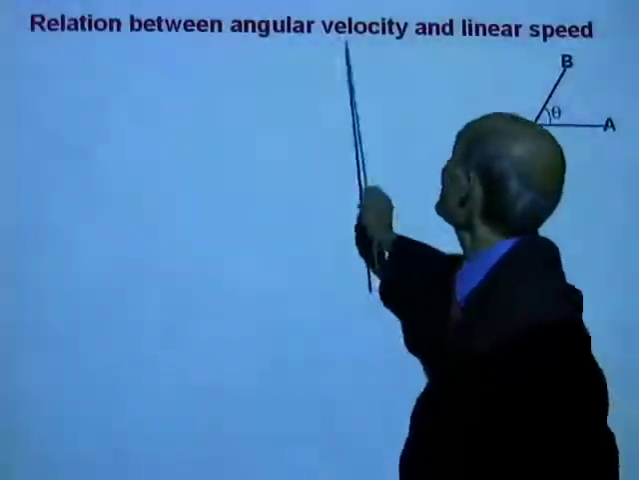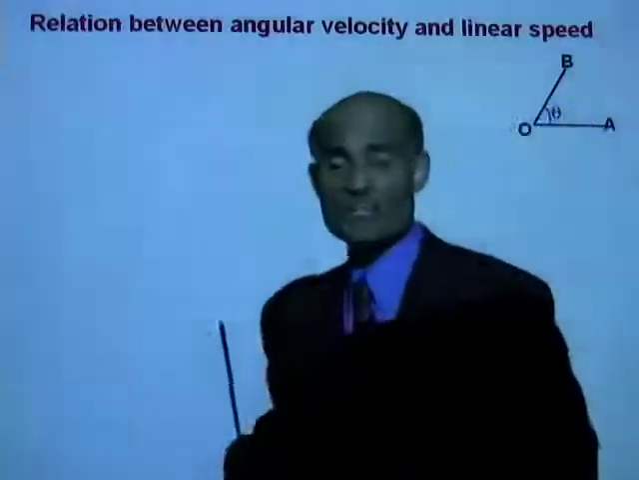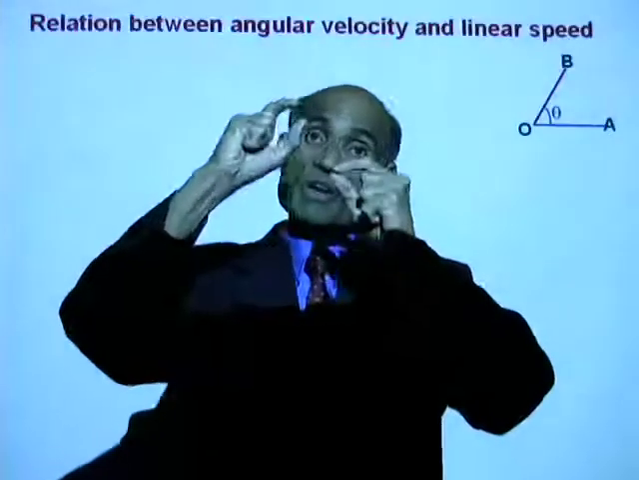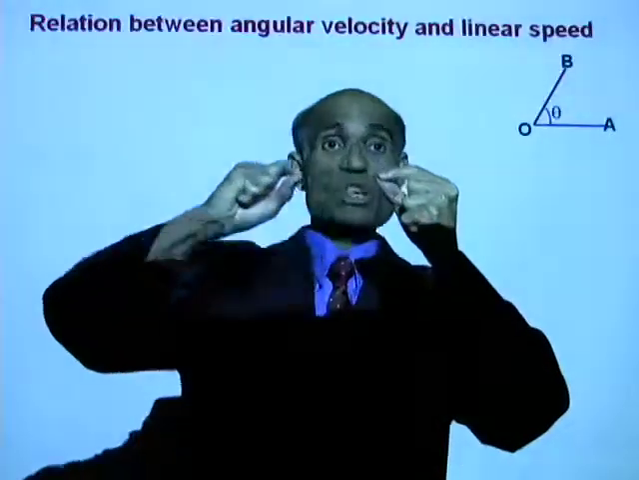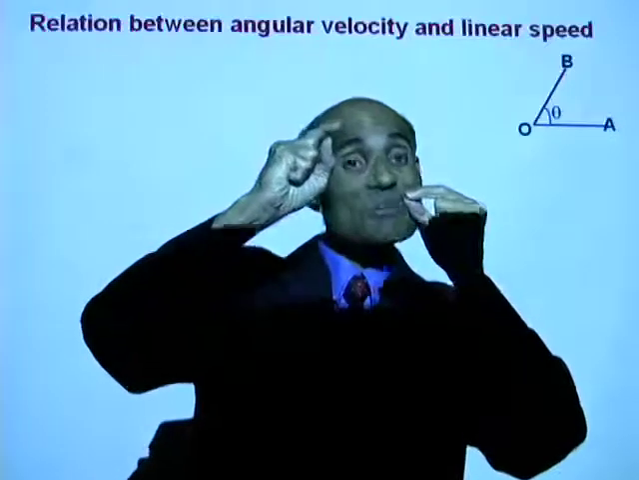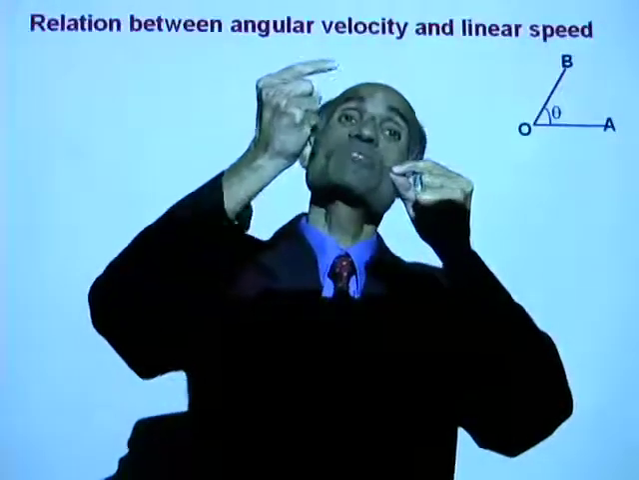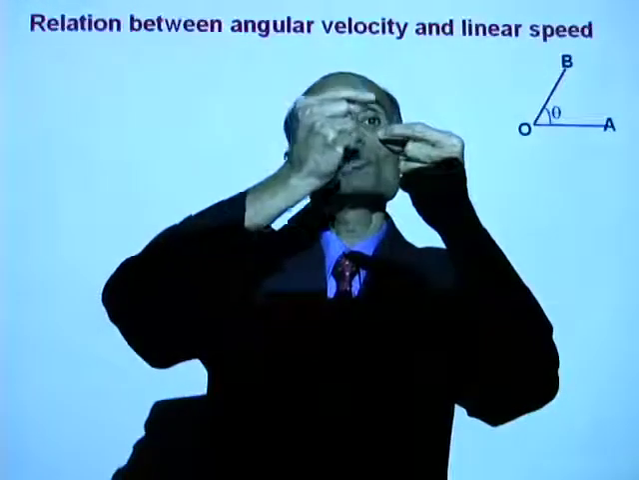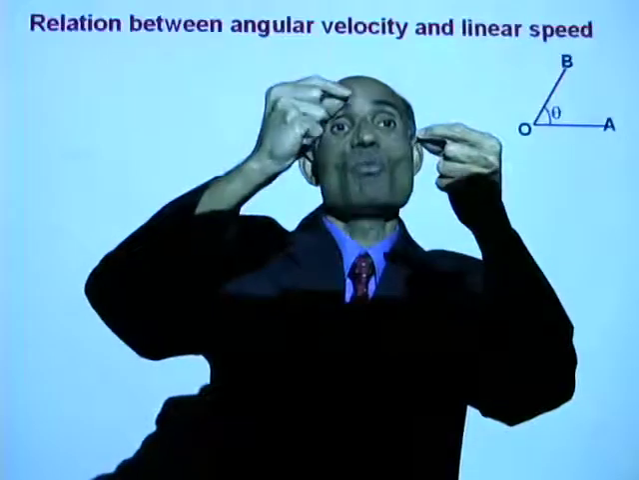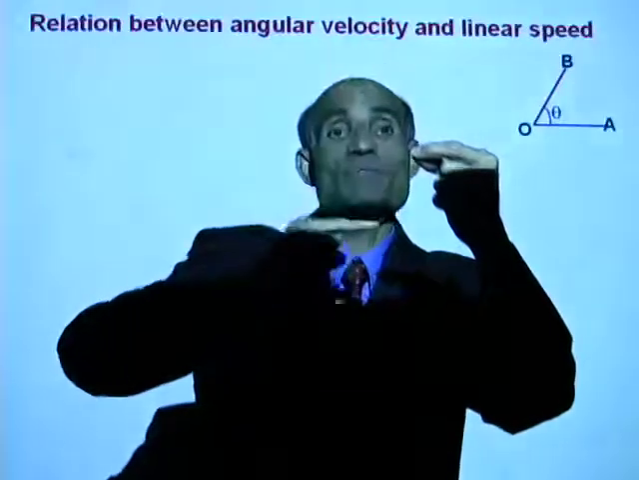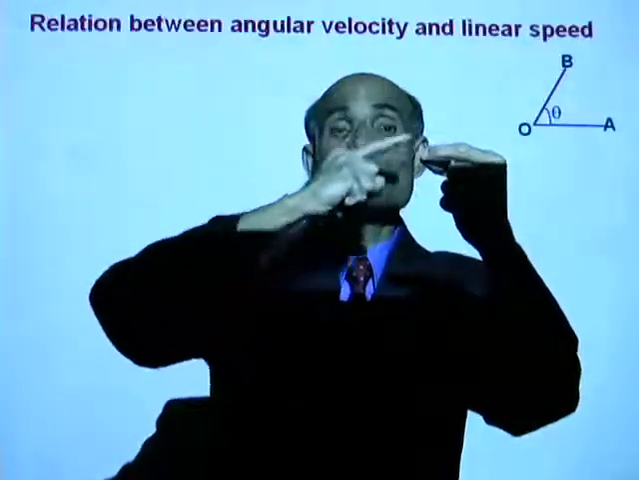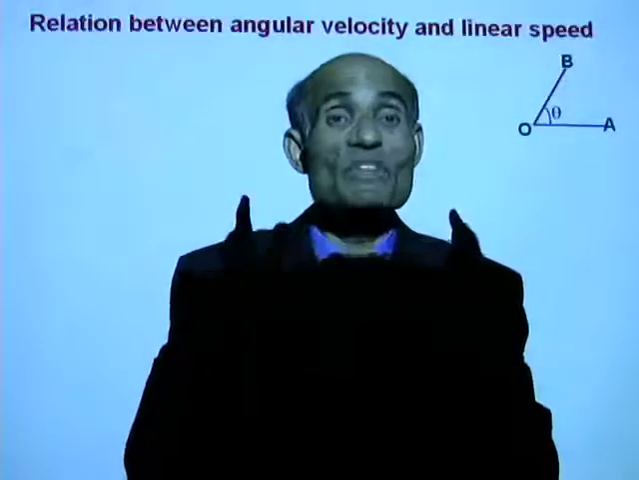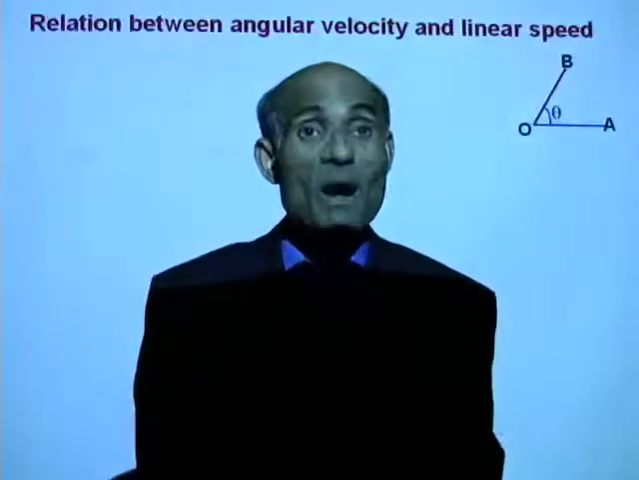What is the relation between angular velocity and the linear speed? Well, if an object is moving around the circumference of a circle, it has a linear speed. What is speed? The rate at which the distance is covered. Now tell me, when the object goes around the circle once, what is the distance it covers? When the object goes around the circle once, the distance it covers is the circumference of the circle. That will be 2 pi r.